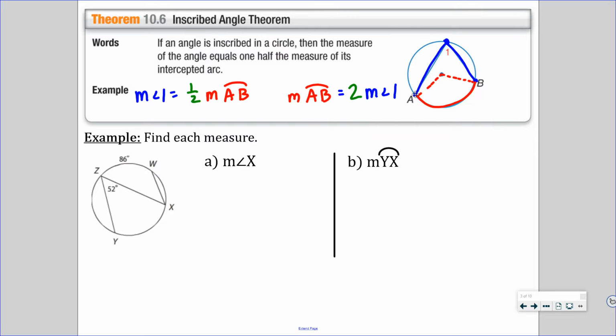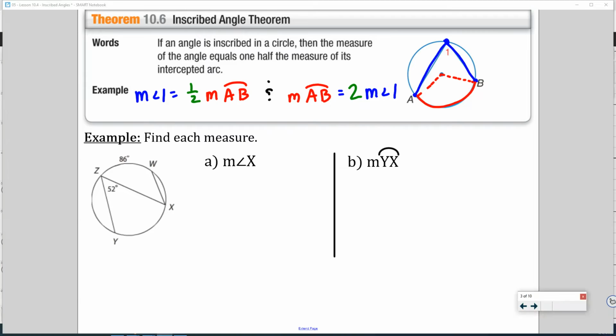Okay, here's the visual I have for you. So the theorem says both of those. You can use it either way. Those equations technically say the same thing, just written two different ways.